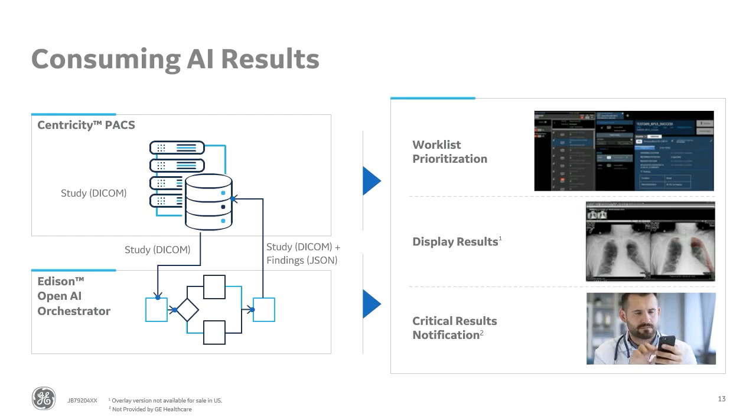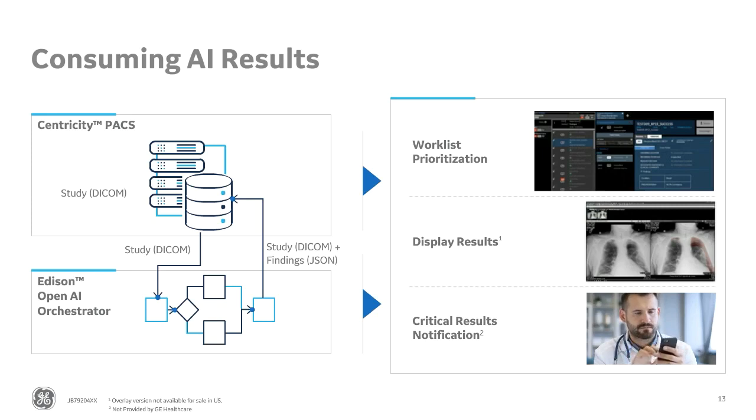Now, one more note before I move on. For our webinar attendees that are not US-based, I want to point out that the worklist prioritization that you've seen is currently only available in the US. However, the AI results viewing capabilities are available to you in the viewer to provide diagnostic decision support during your read.